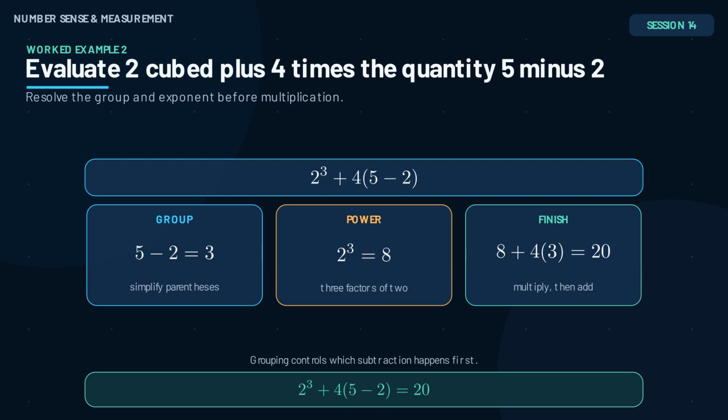Evaluate 2 cubed plus 4 times the quantity 5 minus 2. Simplify the parentheses first. 5 minus 2 is 3. Evaluate 2 cubed as 8. Multiply 4 by 3 to get 12, then add 8 and 12. The final value is 20.